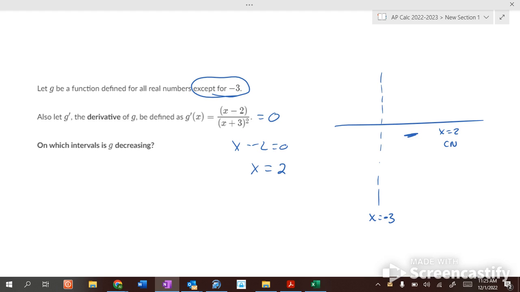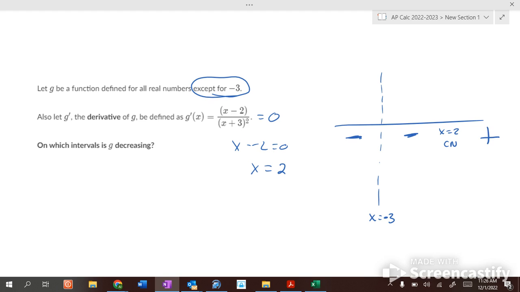Okay, slope is negative. On the other side of -3, what's a number we want to work with? -4. -4 minus 2 is -6. -4 plus 3 is -1, but -1 squared is +1. So it's a negative over positive. It's a negative slope here. Okay, so we got a negative slope, negative slope. After a critical number, let's try like 3. We get positive over positive, which is a positive.